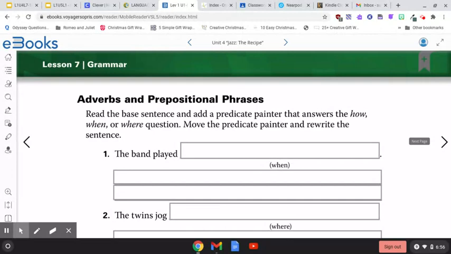Let's read our directions. Read the base sentence and add a predicate painter that answers the how, when, or where question as directed. Move the predicate painter and rewrite the sentence. Let's look at our first sentence starter. The band played.